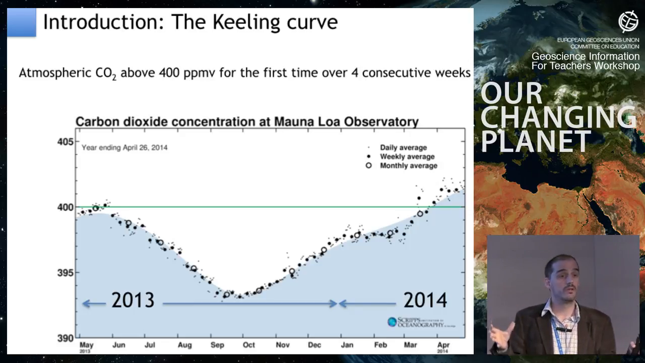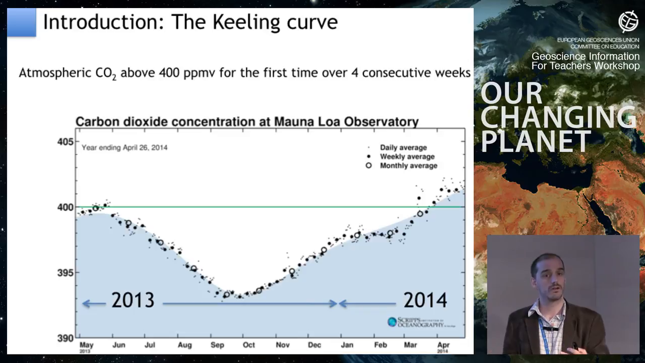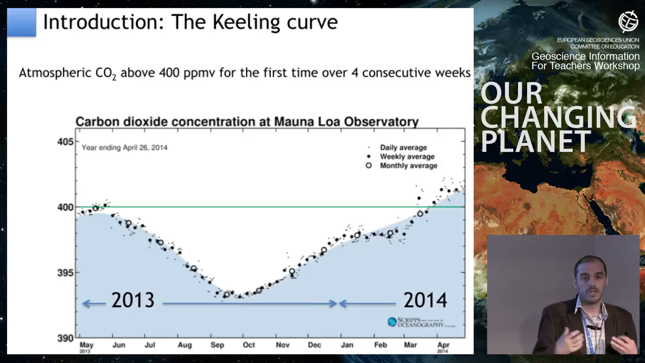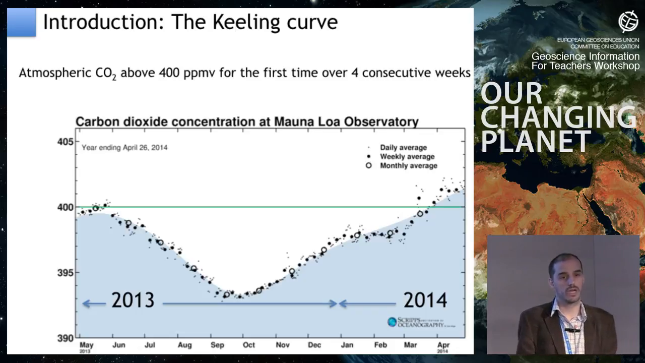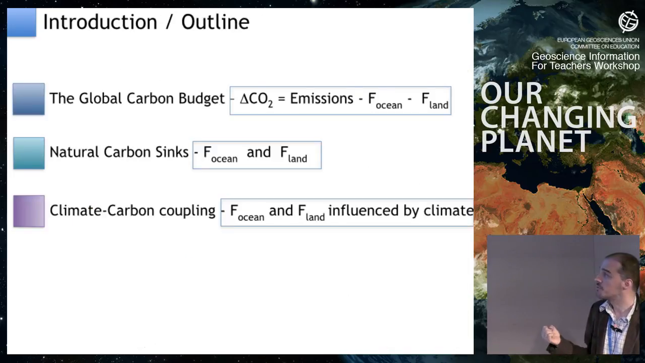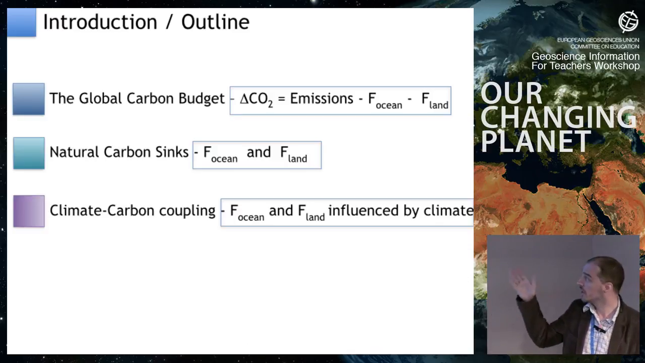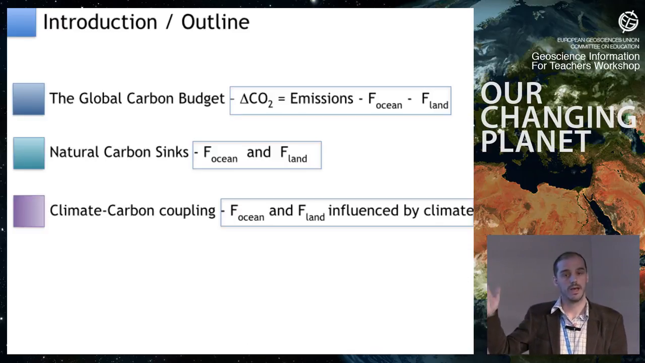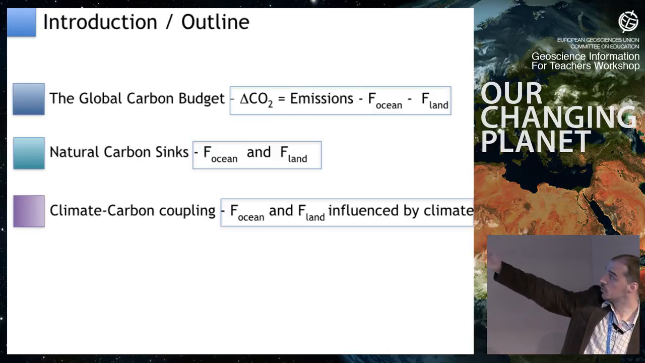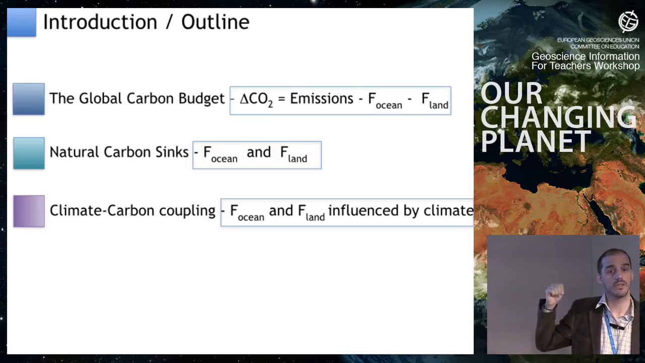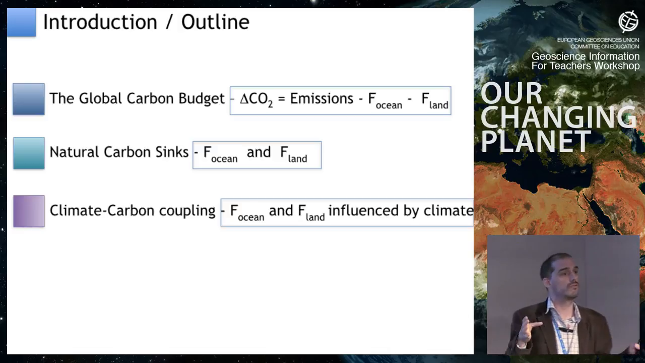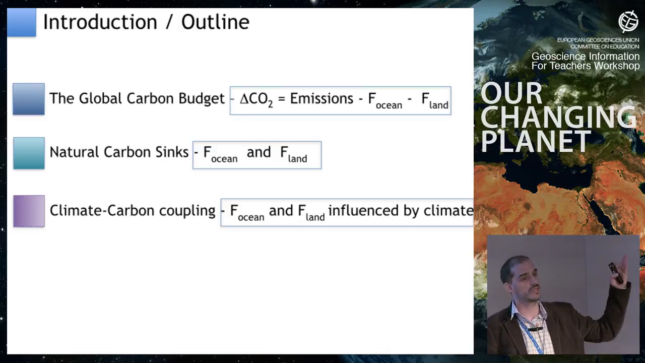So basically what I will be doing in the coming minutes is explaining this curve. Why is CO2 increasing? And trying to finally go into the details of the mechanics of the carbon cycle. So the outline of this presentation is the following. I have three steps. The first step is going into the global carbon budget. I've been showing delta CO2 on the left side of this equation, this very simple equation. That's what you've seen from the Mauna Loa record, increasing in atmospheric CO2.